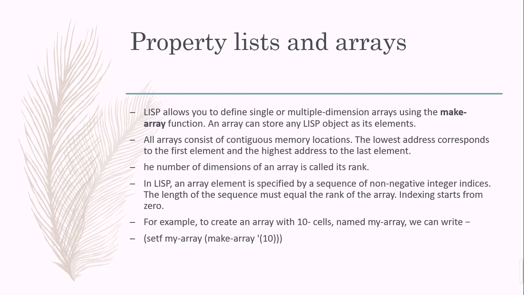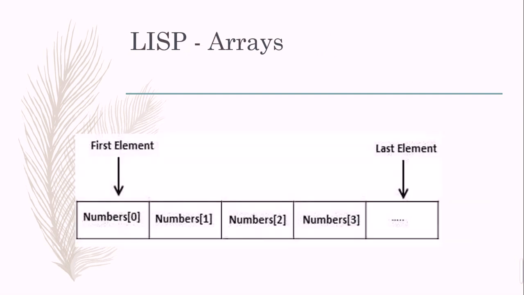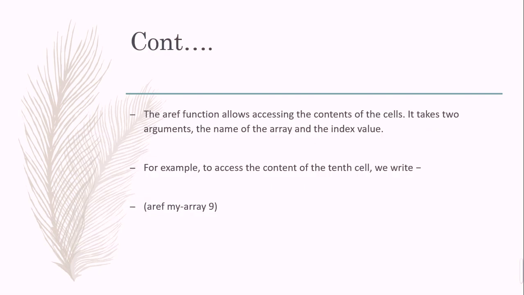For example, to create an array with 10 cells named my-array, we write setf my-array make-array 10. So this is how it looks: number 0, number 1, number 2, 3, and so on. This is the first element, number 0, and the last would be whichever. The aref is the array reference function, which allows accessing the contents of the cell. It takes two arguments, the name of the array and the index value. For example, to access the content of the 10th cell, we write aref my-array 9, because it starts from 0, so the 10th element would be 9 only.